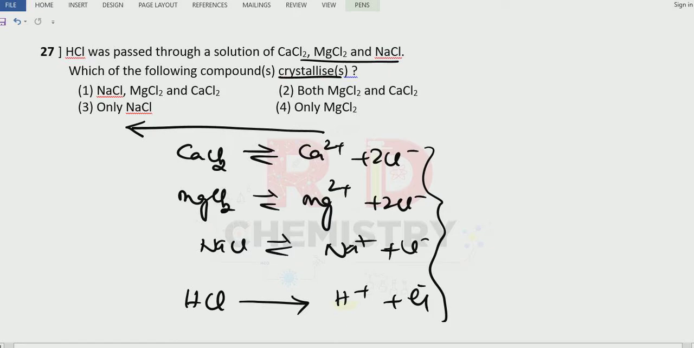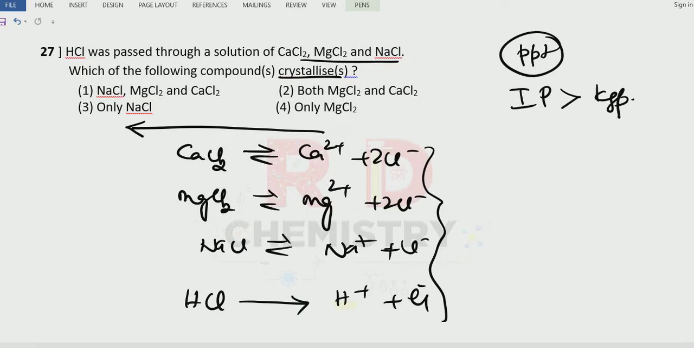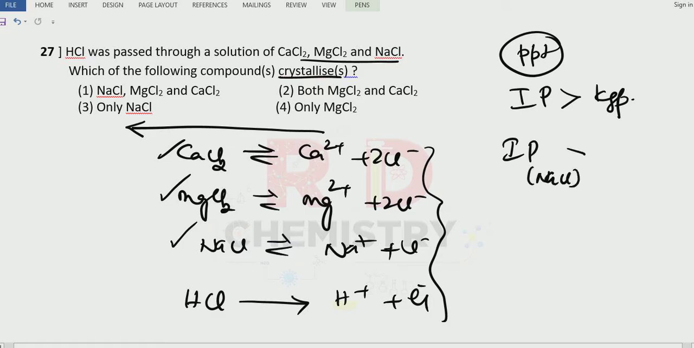Also, when you say it crystallizes, it means precipitation takes place. Precipitation takes place only when the ionic product of the given substance is greater than the Ksp value. Ksp value for calcium chloride is different from magnesium chloride, different from sodium chloride. They have different Ksp values. Now, when you calculate for sodium chloride, the ionic product will be greater than the Ksp value when you pass HCl gas. Therefore, sodium chloride will precipitate easily.